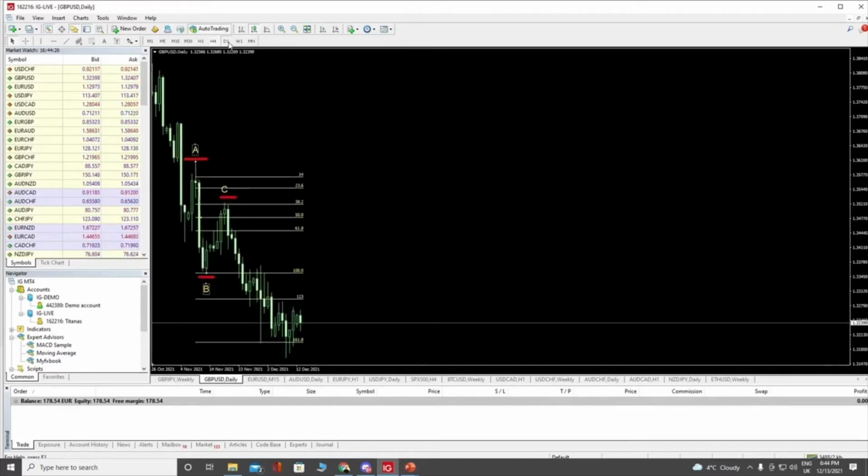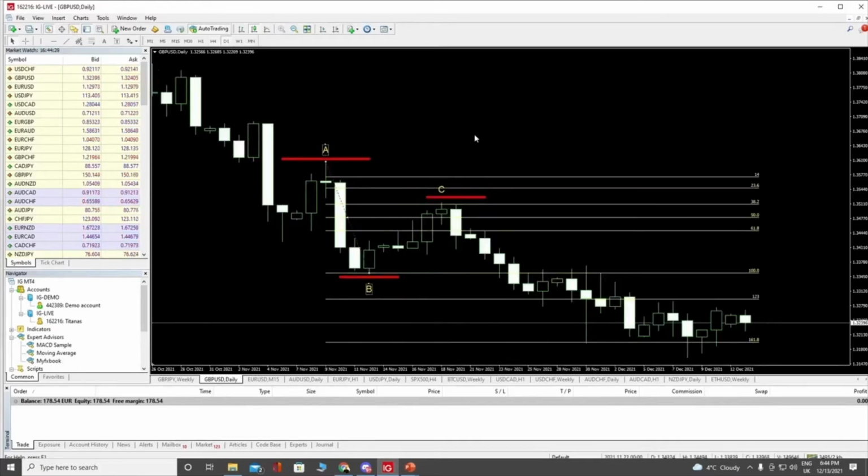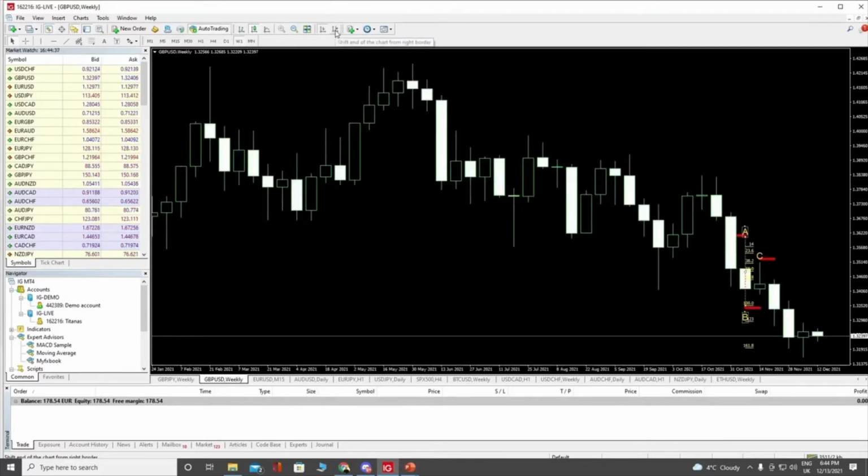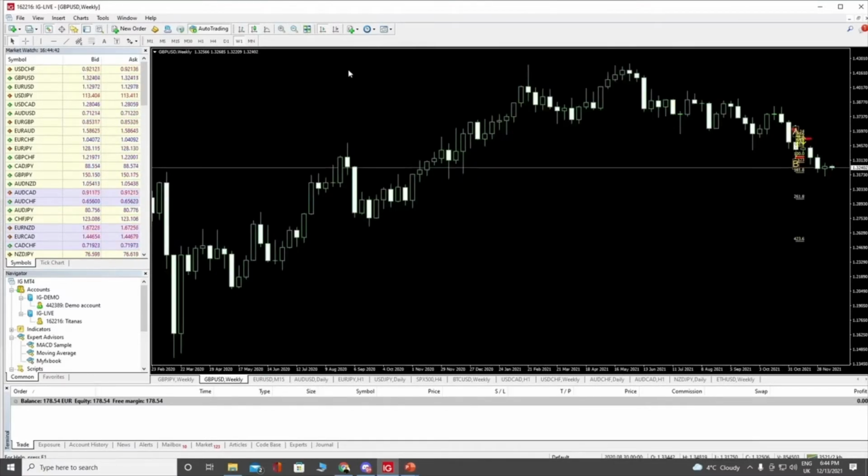And now if I switch to my daily chart, you can understand now that things are completely different. And if I switch to weekly, you understand now that things became significantly more complicated. Now, where is my A, B, and C? Where is my initial move? Where is my retracement? This is trading. This is how it is. You need a lot of experience to understand that you cannot beat the market so easily.